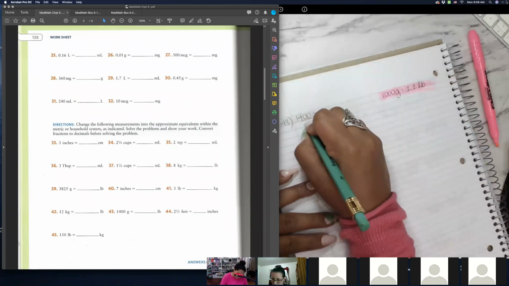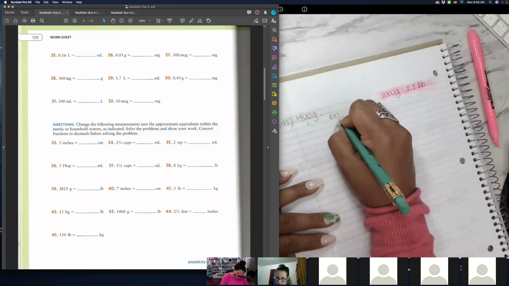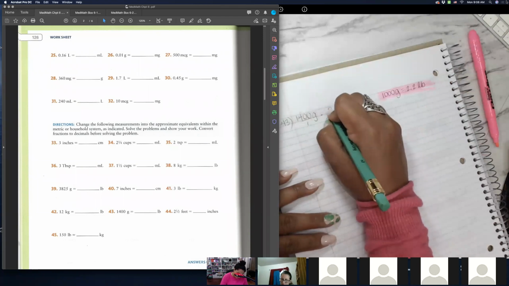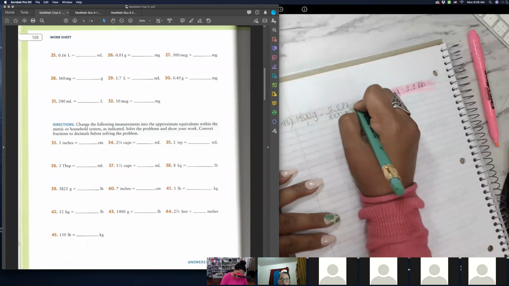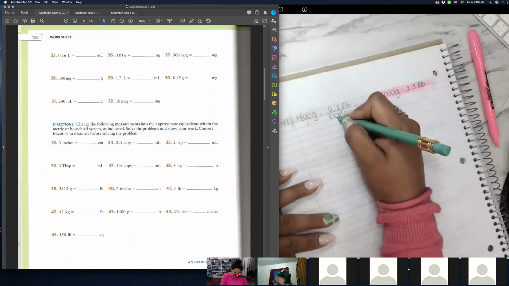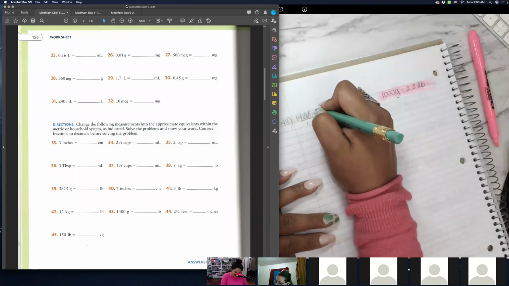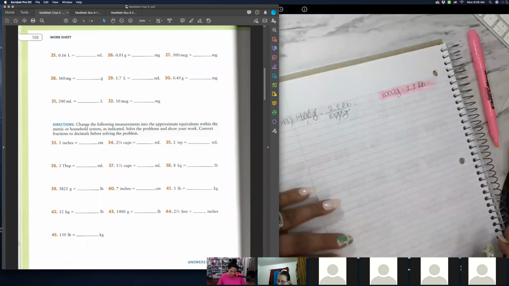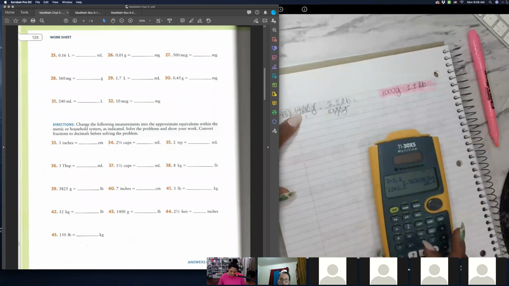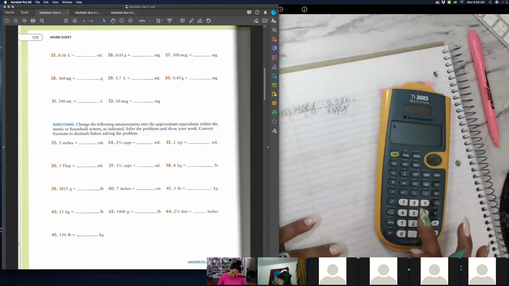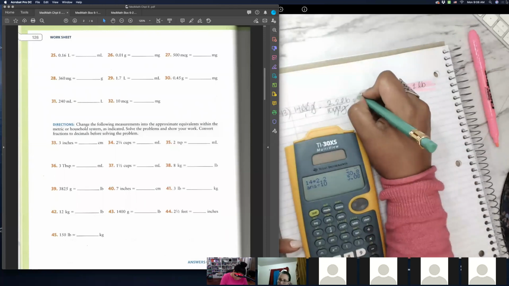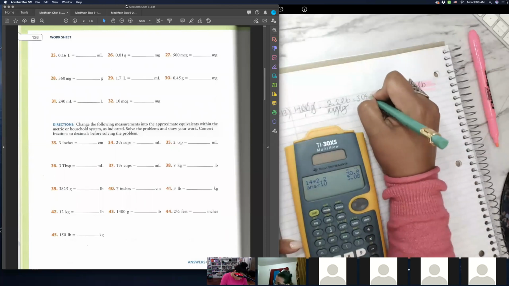So we're going to set up our units, 1,000 grams to 2.2 pounds. I can cancel 2 zeros, and my unit of grams are also going to cancel. So I have 14 times 2.2 divided by 10. And that's going to give me 3.08 pounds.